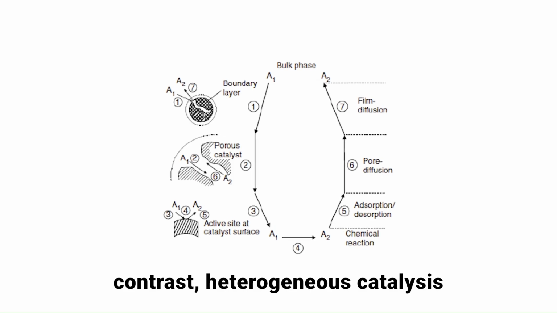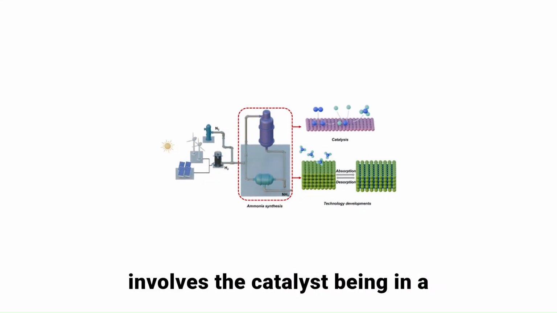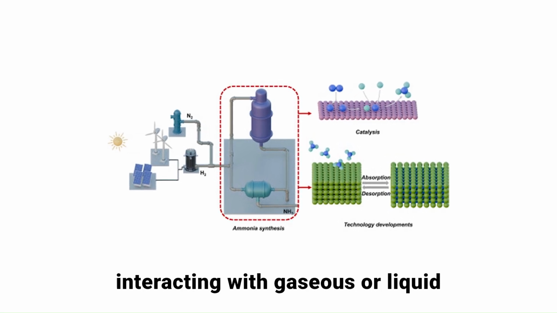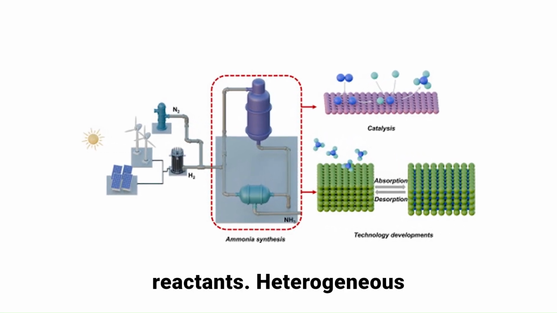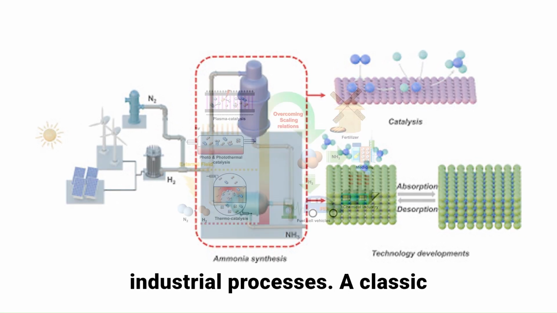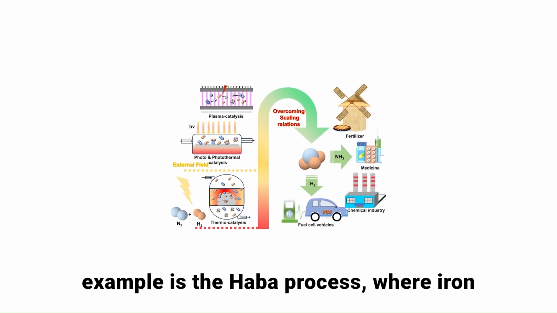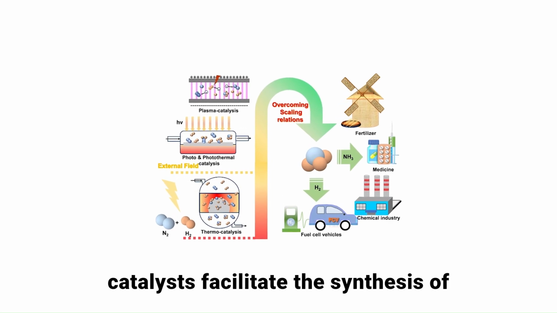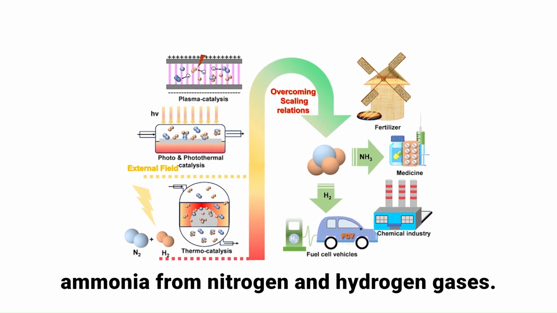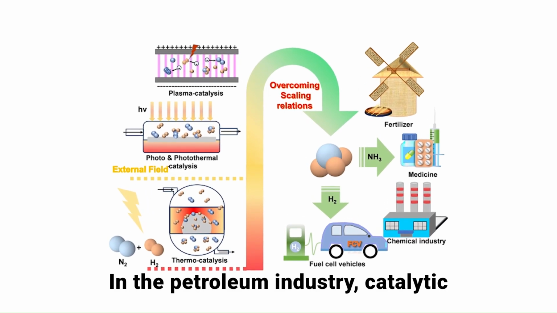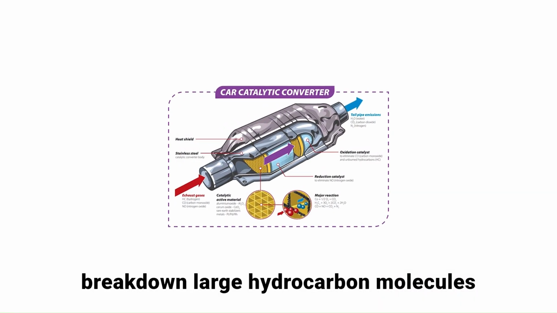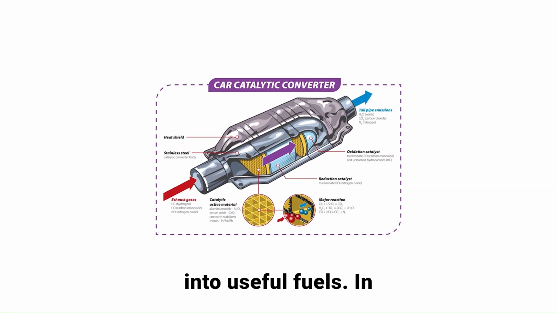In contrast, heterogeneous catalysis involves the catalyst being in a different phase, typically a solid interacting with gaseous or liquid reactants. Heterogeneous catalysis is extensively used in industrial processes. A classic example is the Haber process, where iron catalysts facilitate the synthesis of ammonia from nitrogen and hydrogen gases. In the petroleum industry, catalytic cracking uses solid catalysts to break down large hydrocarbon molecules into useful fuels.